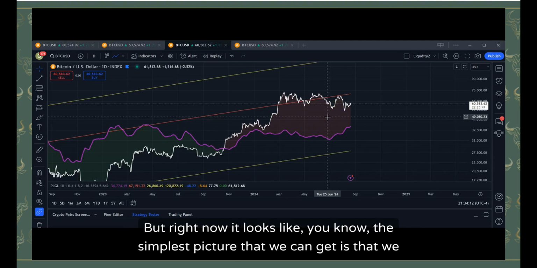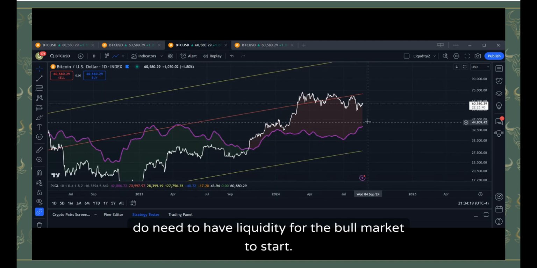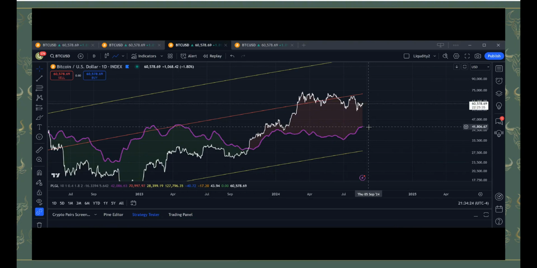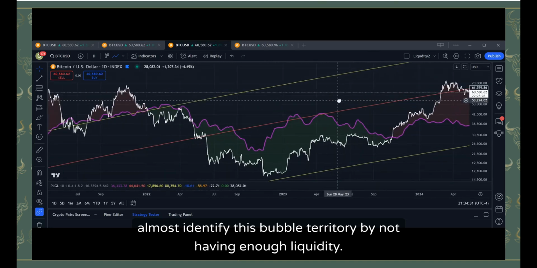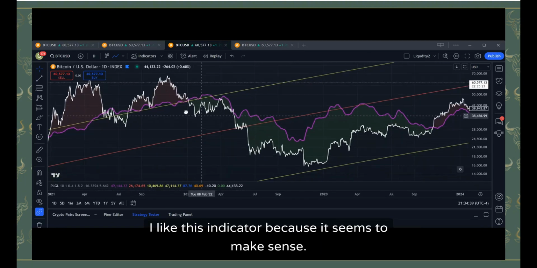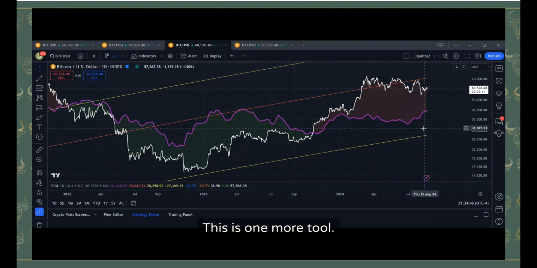But right now, the simplest picture that we can get is that we do need to have liquidity for the bull market to start. It happened over and over again in the previous cycles. And then when we're in bubble territory, it's the other way around, where we can almost identify this bubble territory by not having enough liquidity. But it really makes sense. I like this indicator because it seems to make sense. It seems to give us a coherent picture. So this is one more tool.